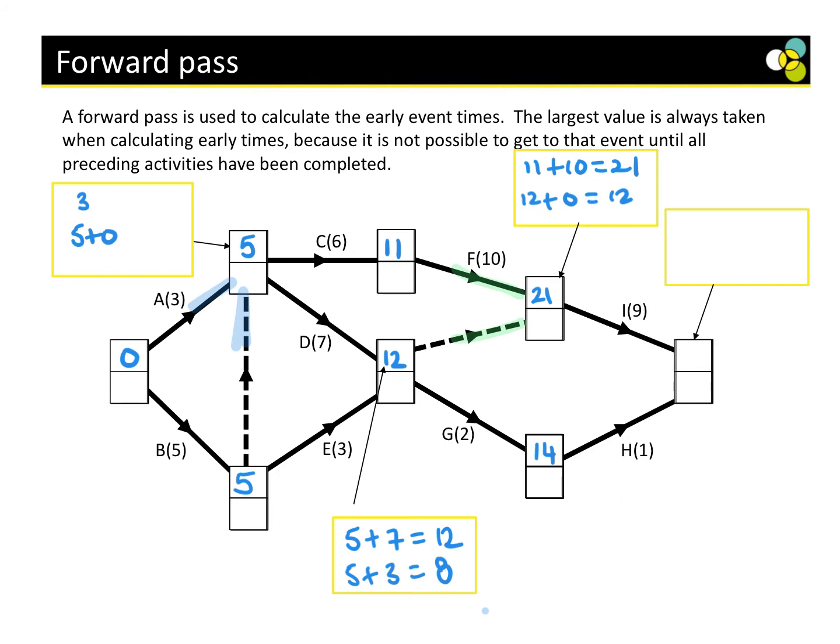Then lastly, to get to the last place, we can either go through I or H, yes? So let's have a look. 21 plus 9, if we go through I, is 30. Or I've got 14 plus 1, which is 15. The highest one? 30. Perfect. Okay, everyone, this is called a forward pass. We've started here and gone all the way to the front. So this is the early event times. This is the earliest that an event can start.